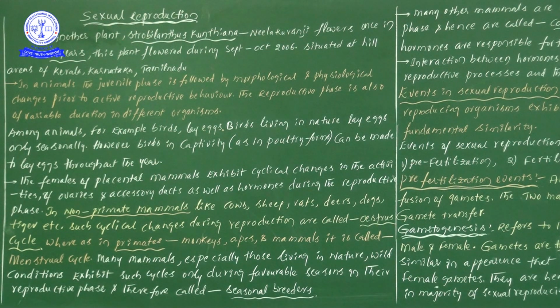So in non-primates the cyclical changes of reproduction are known as the oestrus cycle, whereas primates show the menstruation cycle. Primate examples: apes, monkeys, likewise different types of organisms show the menstruation cycle.